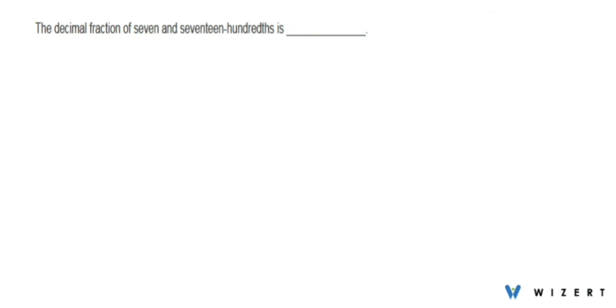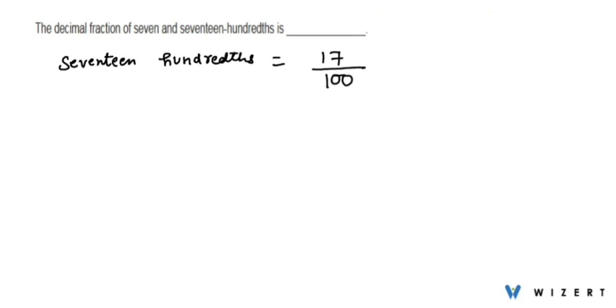The decimal fraction of 7 and 17 hundredths is what? So first of all, let us write this 17 hundredths. So 17 hundredths can be written as 17 by 100. So this is the representation for 17 hundredths.